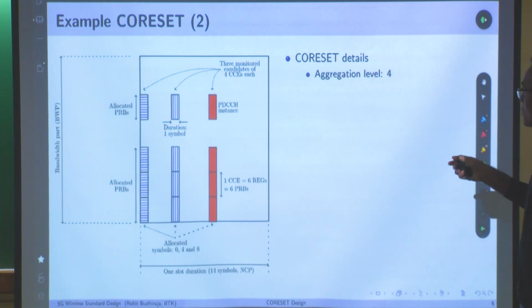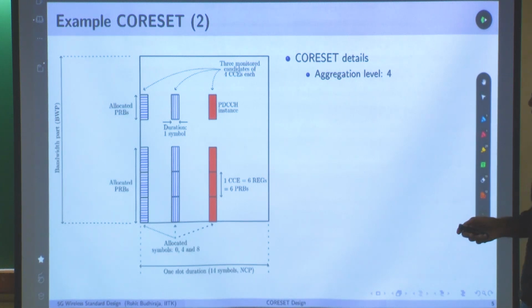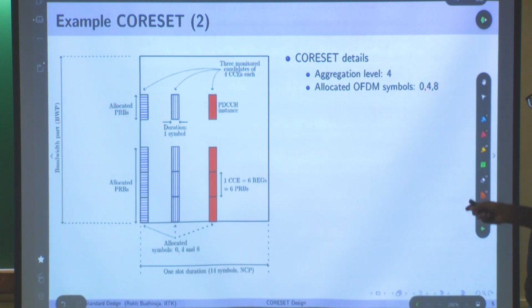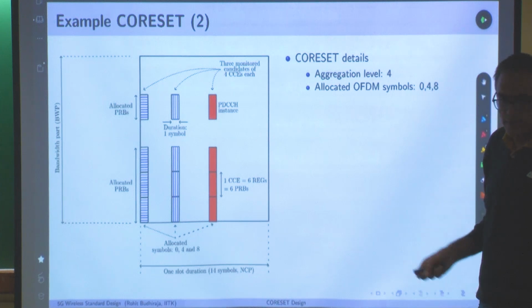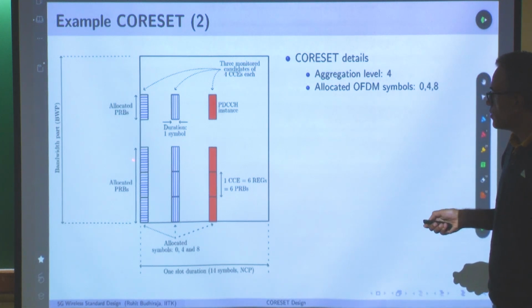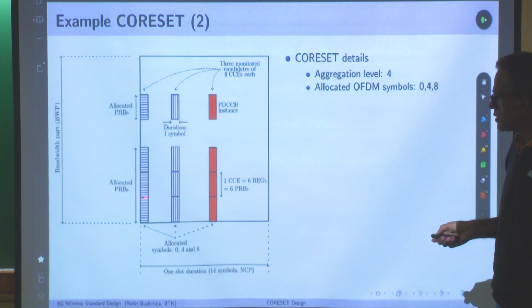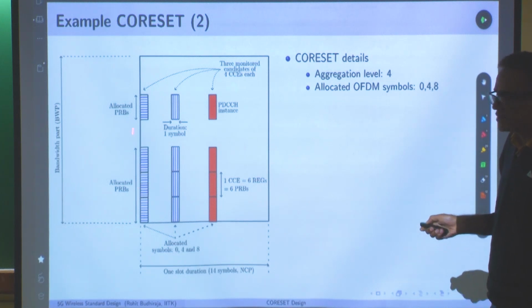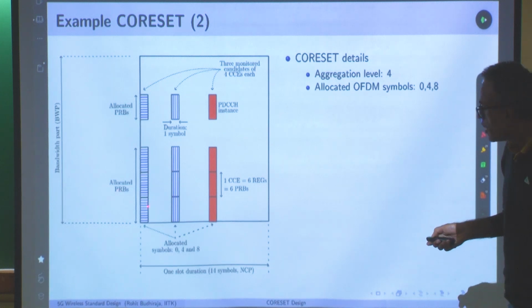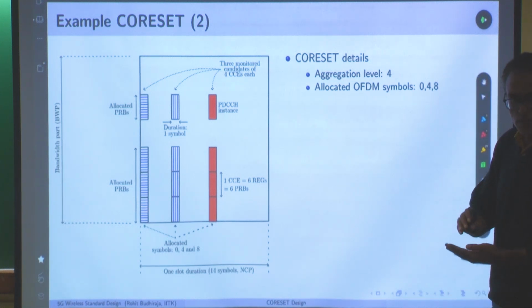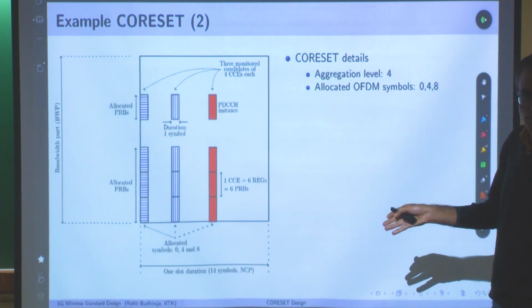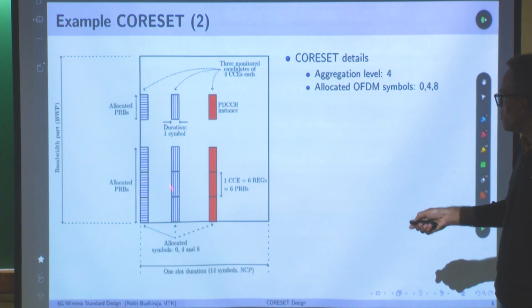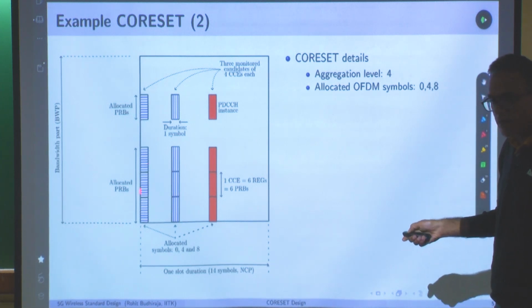So for this user, the Coreset is defined only at an aggregation level of 4, and the allocated OFDM symbols are 0, 4 and 8, shown over here. Aggregation level 4 means that this is the first CCE, this is the second, this is the third, and this is the fourth. The user's DCI will be mapped onto one of these Coreset locations.